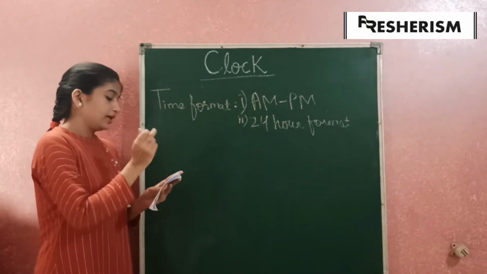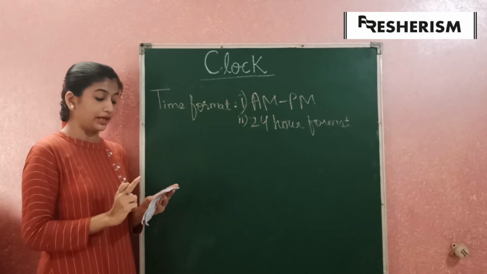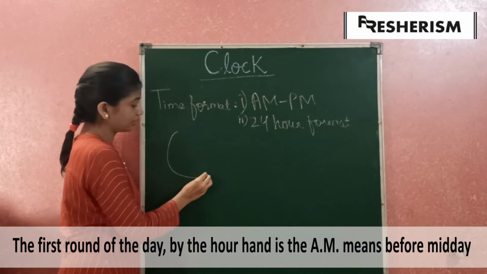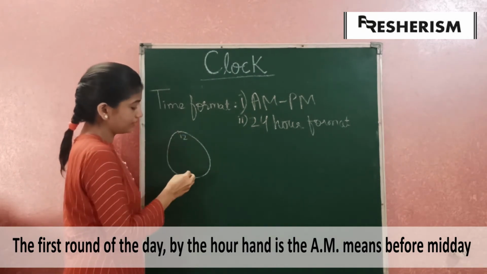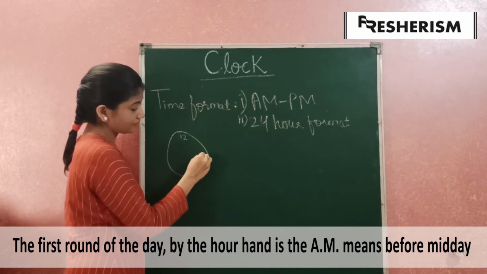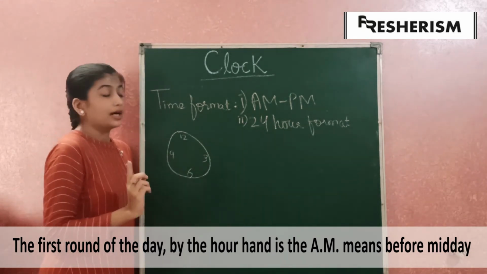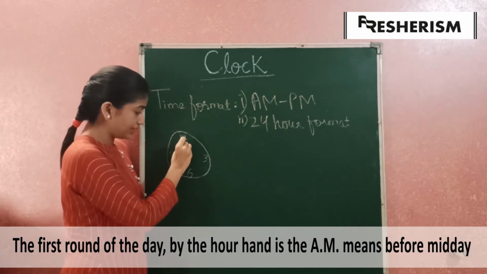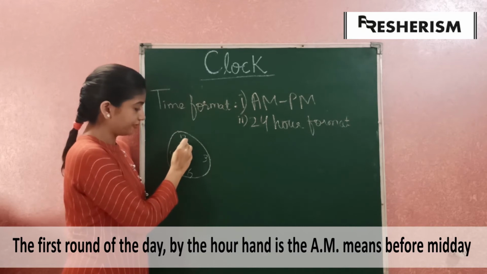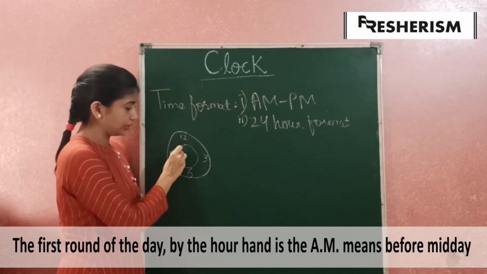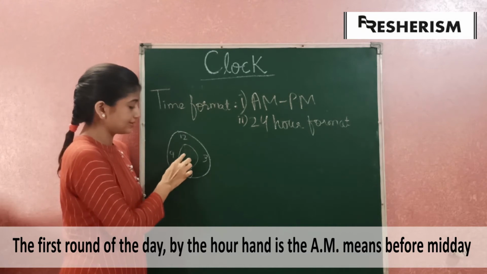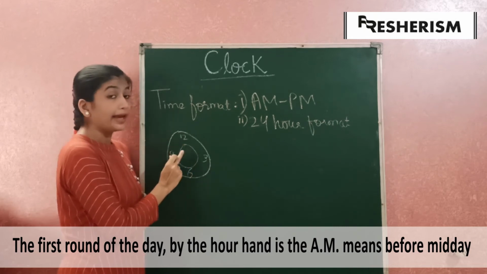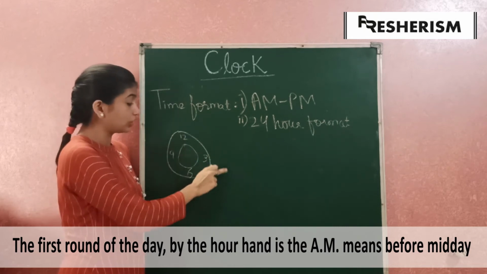In the AM PM format, the first round of the day by the hour hand before midday is AM. See, this is the clock, 12, 6, 3, 9. I am talking about the hour hand. If the hour hand completes 1 round from here to here, it is known as the entire circle. When it covers the entire circle, it is known as AM, from 12 midnight till 12 noon.